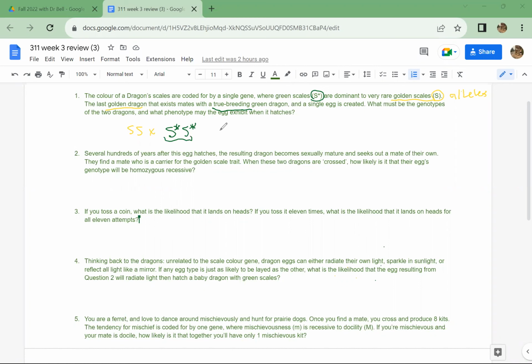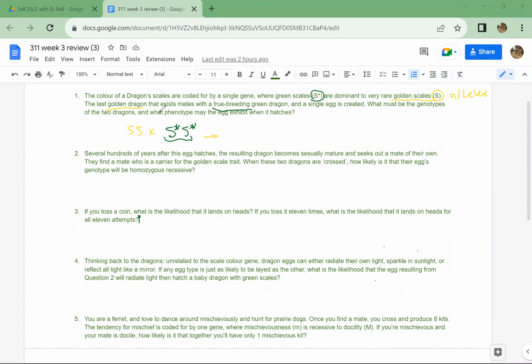And any green dragon could also have this genotype and still be green because the green allele dominates the golden allele. But because we know that this dragon is true breeding, it has to have this genotype. So when you cross these two individuals, this is our monohybrid cross because we're only looking at one locus, one gene, which is the dragon scale color gene.